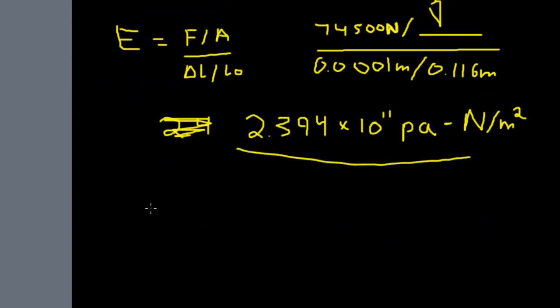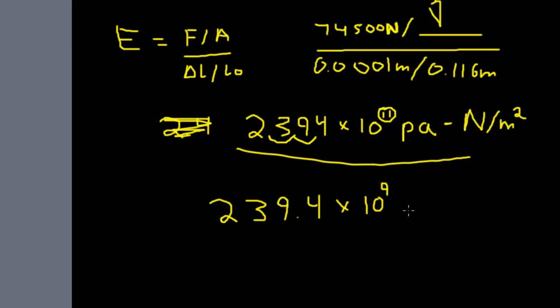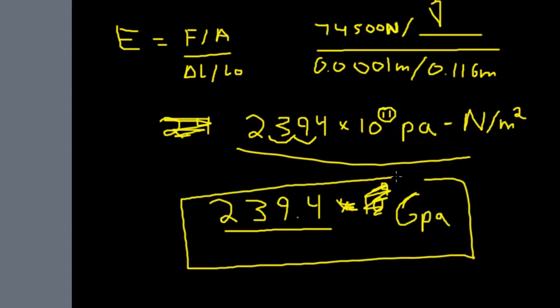We want to change to gigapascals. So what we want to do is take this decimal and move it one time, this number goes down to 10. Move it another time, this number goes down to 9. So now we're at 9. So we rewrite 239.4 times 10 to the power of 9. Whoops, not 10 to the power of 9 written out, because 10 to the power of 9 is a gigapascal. So that is how many gigapascals we have, and that is your answer to the problem.